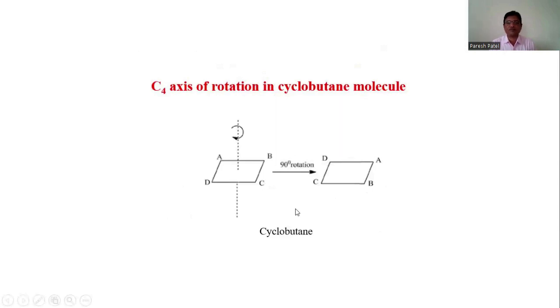Now, this is the C4 axis of rotation in the cyclobutane molecule. We know the shape of the cyclobutane molecule is just like this one. This one is the imaginary axis, and with the help of this imaginary axis, if we rotate the molecule around 90 degrees to get the equivalent orientation position, then in cyclobutane n is equal to 360 by 90, which is 4. So the order of axis in cyclobutane is 4, and the symmetry element is C4.